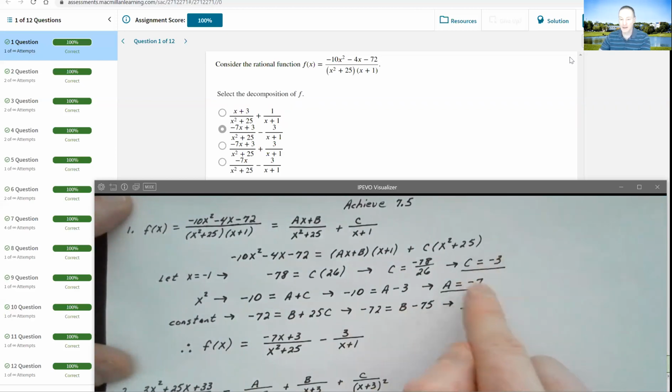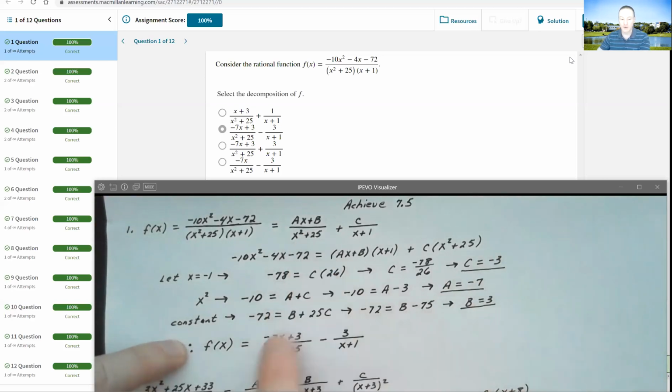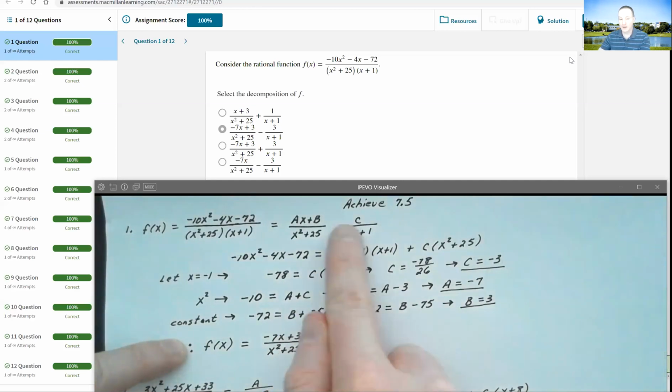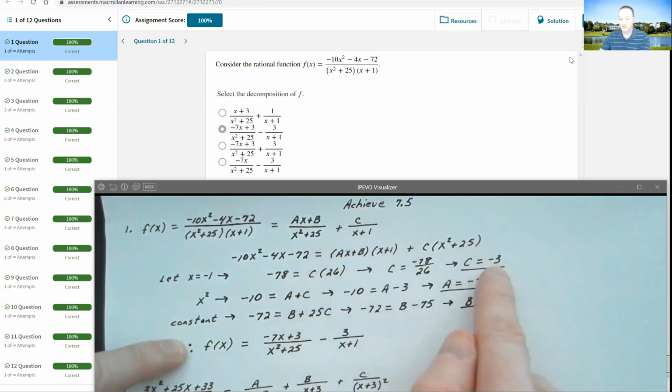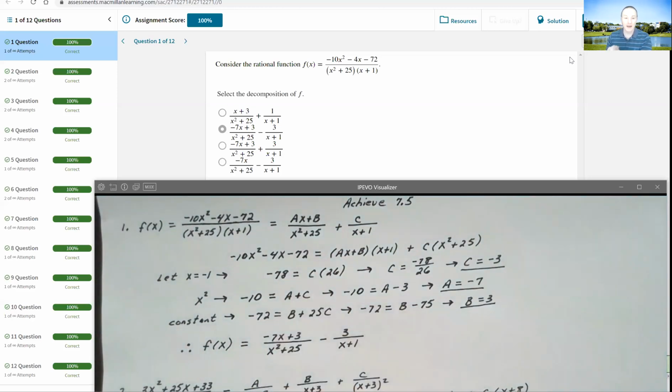Now that you've solved for A, B, and C, you can rewrite your partial fractions. My original function f of x is equal to ax plus b, well, that's negative 7x plus 3, all divided by x squared plus 25. And then normally I would say plus c, where c is negative 3, so plus a negative 3 over x plus 1. I went ahead and wrote it as minus 3 over x plus 1, same thing as plus a negative. And I could easily see on my answer choices that it was equal to the second choice.